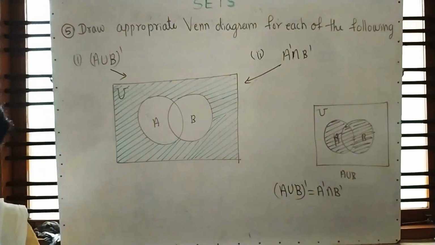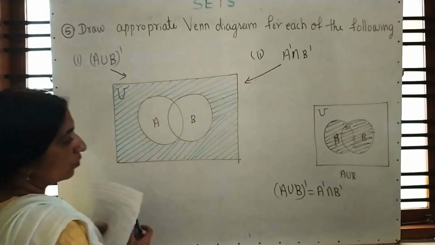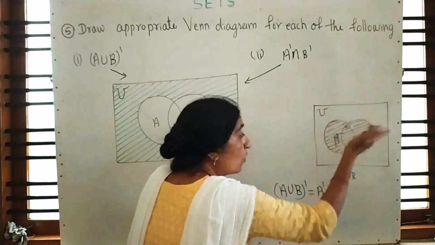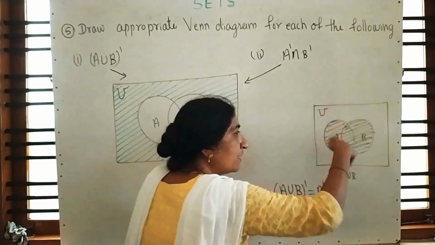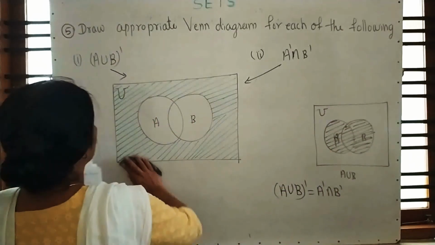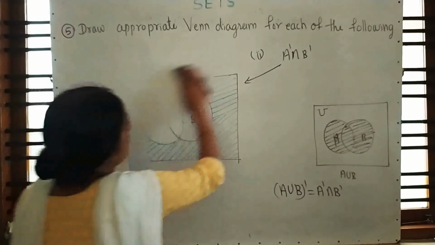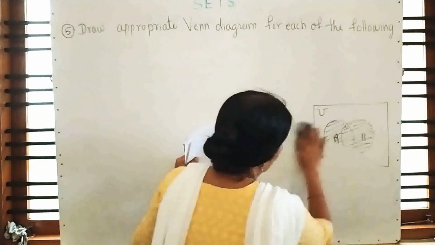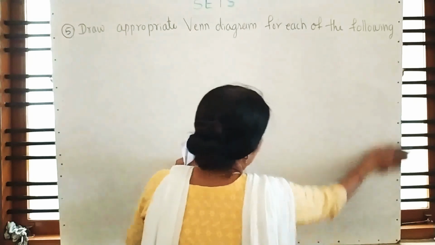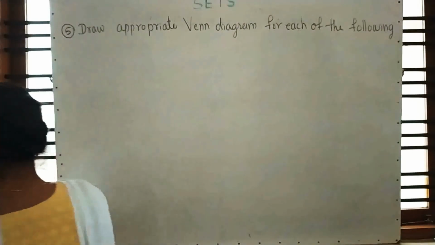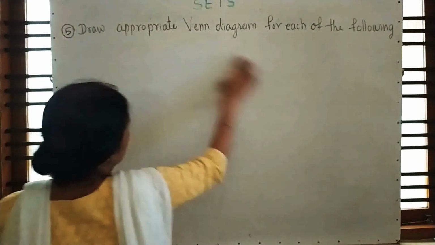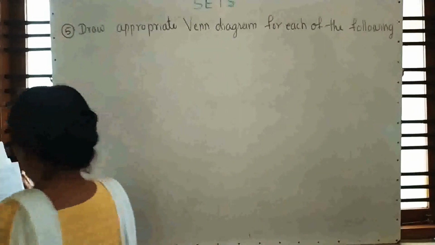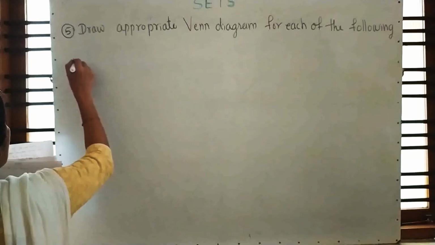Now I am moving to the second question. So please note down, this is A union B, this marking. For its complement, leave this part, mark the remaining part. Now moving to the next one. Third one.